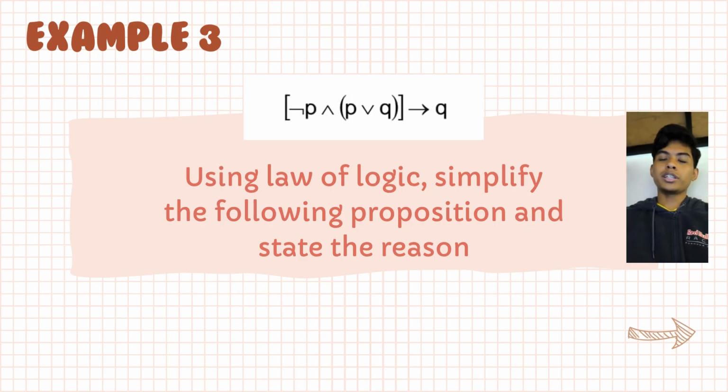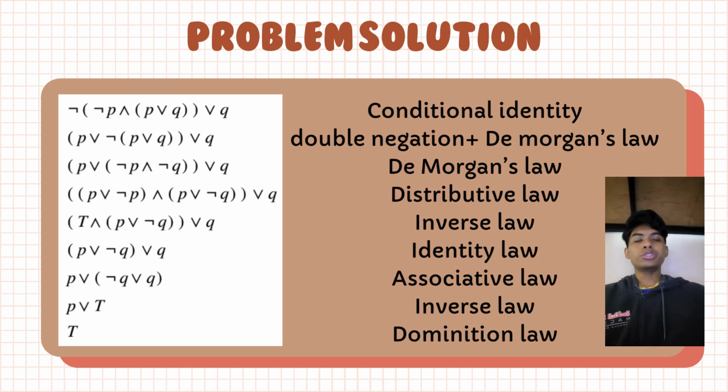Hello, my name is Mujahid Alauddin Muhammad Zulkifli. I want to talk about example number 3. The question is, in the bracket not P and in the bracket P or Q, in the bracket implies Q. So it says, using laws of logic, simplify the following proposition and state the reasons. So we move to the problem solution.